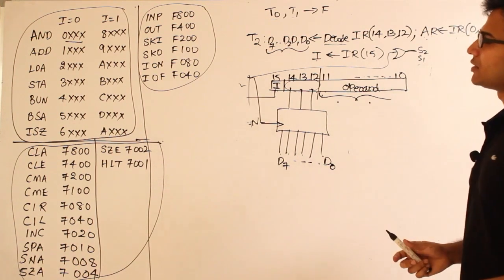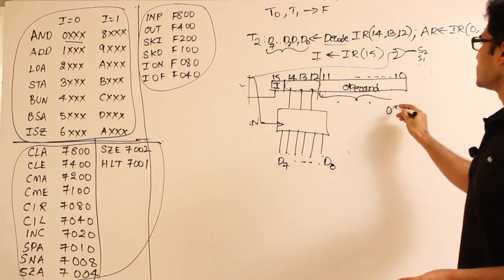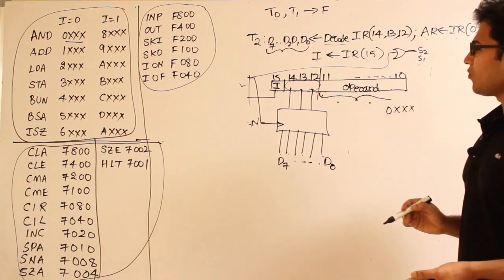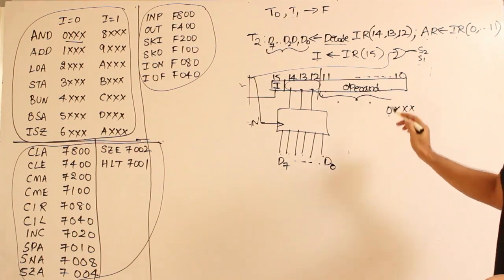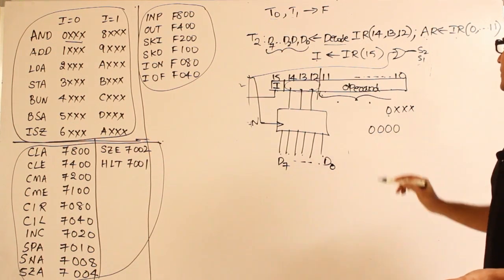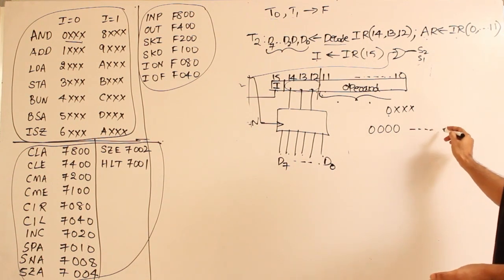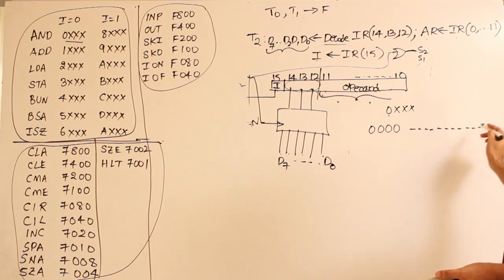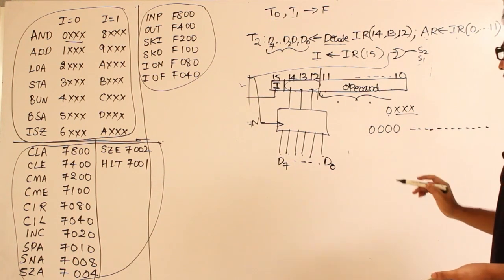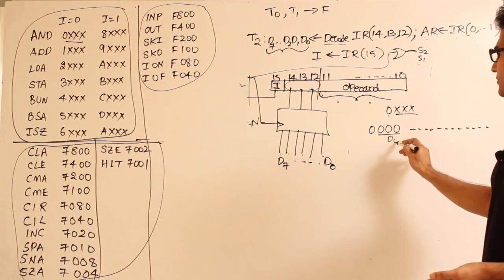So if you watch it, the first one, look at the AND instruction. It is given as 0xxx. What is the meaning of this one is, the first 4 bits are all zeros, 0 0 0 0, and the next one is don't care. All the 4 bits are don't care, which means all the 12 bits are don't cares. Now if you see this, these 3 parts actually form D0, isn't it?